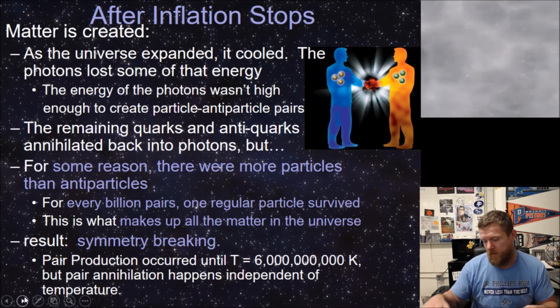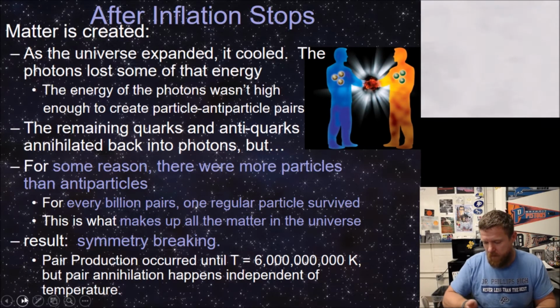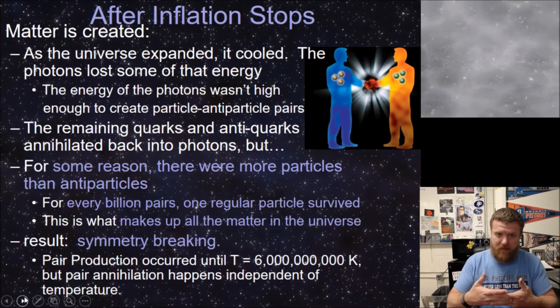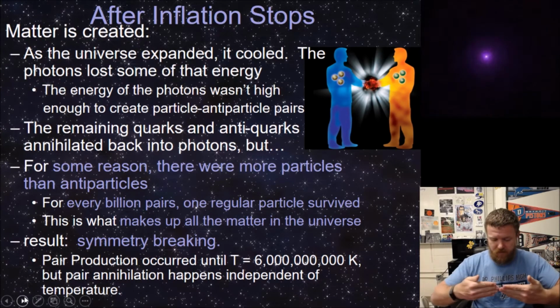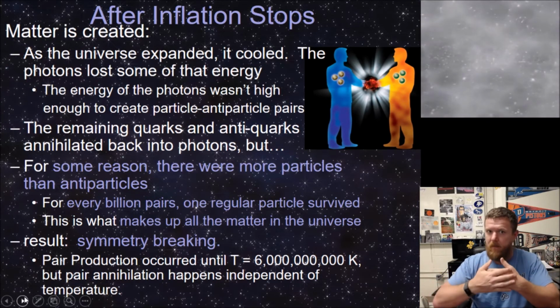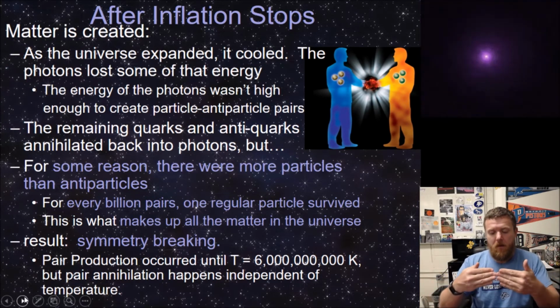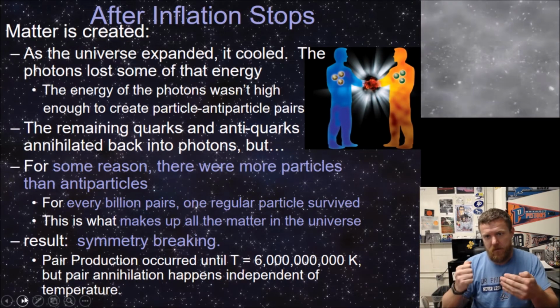We don't know why it was particles and not antiparticles. We don't even know why there were more particles than antiparticles. It should have been exactly even, and they should have just annihilated. This is what's known as symmetry breaking. Symmetry is where it's the same on both sides. It should have a particle and an antiparticle, and they should have just annihilated back into energy. But for some reason, there was not symmetry, and there were more particles. Thank goodness, because that's what we're made out of.